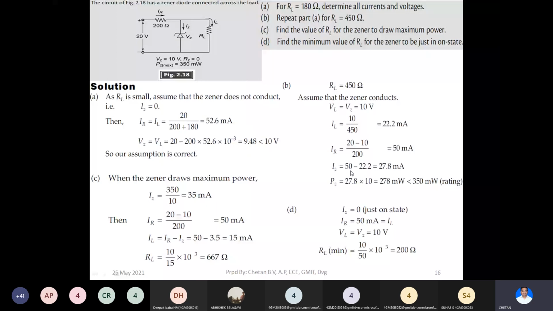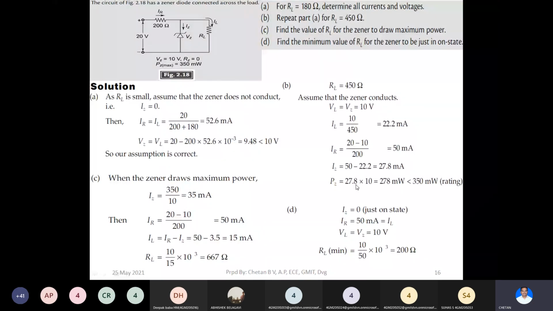IR is 50. 50 minus IL will give you 27.8 milliampere. That is the value of IZ. Once you get IZ, you can find out the power dissipated across this diode. The power dissipation is given by V into I, right? So I is 27.8 milli into V. Voltage across this diode is constant, which is the reverse breakdown voltage Vz. Therefore, 27.8 into 10, you will get 278 milliwatt.